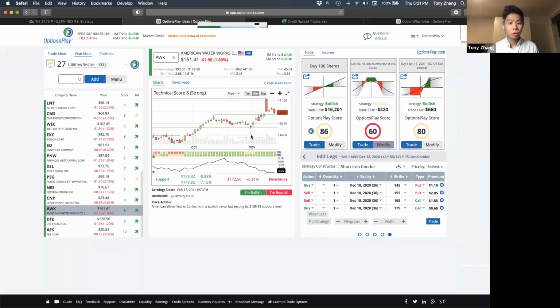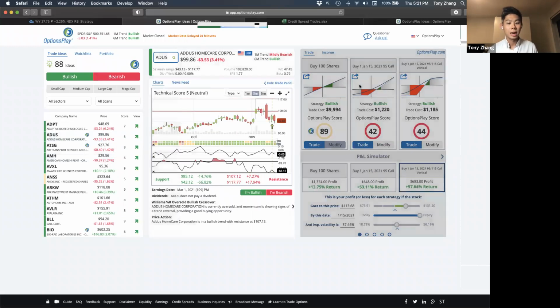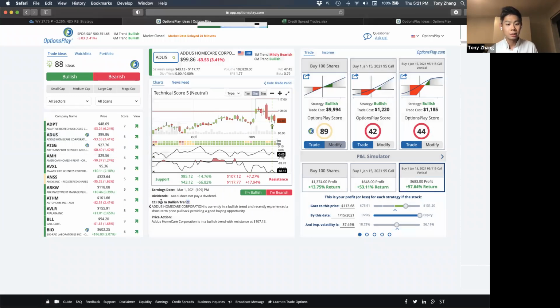Some tickers show with the OptionsPlay logo next to them. What does that emphasize? If you're referring to the trade ideas section where there are OptionsPlay logos next to some of them, this simply refers to a stock that generated multiple signals. As you can see, this particular stock generated a Williams percent R bullish crossover, as well as a CCI scan. So it basically triggered multiple buy signals from different technical indicators. That's how you get an OptionsPlay score.